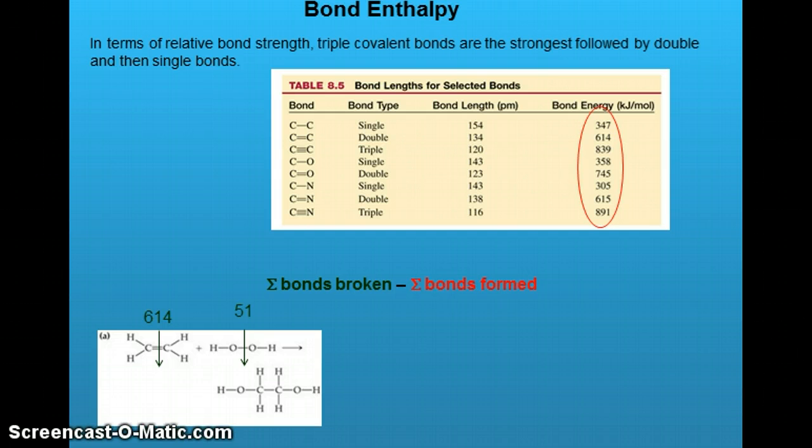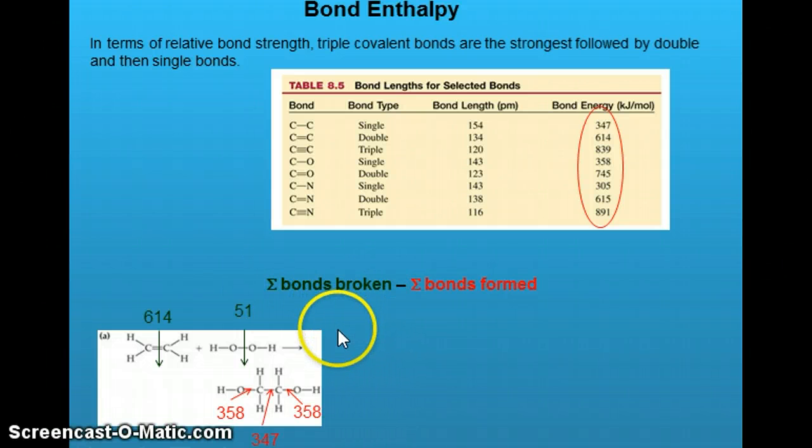So you look up a carbon-carbon double bond value on the table. It's 614. You look up an oxygen-oxygen single bond value off the table. It's not on this table, but I looked it up on the internet. It's 51 kilojoules per mole. And you add those up, and that gives you the left part, what you would substitute in for the sum of the bonds broken.